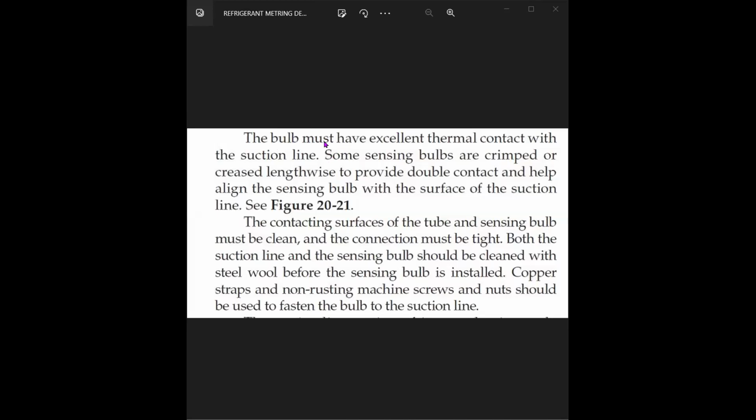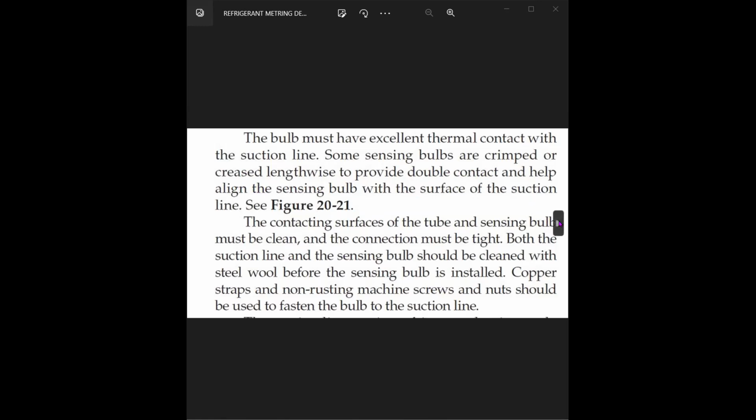Then the sensing bulb must have excellent thermal contact with the suction line. Some sensing bulbs are crimped or creased lengthwise. You see, sometimes sensing bulbs are crimped to provide double contact, to help align the sensing bulb with the surface of the suction line, as in the figure.